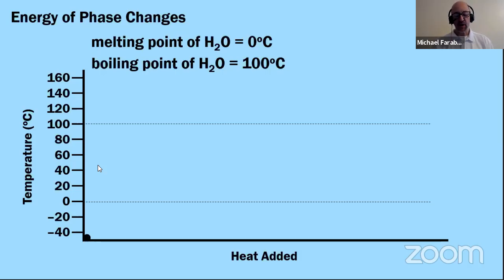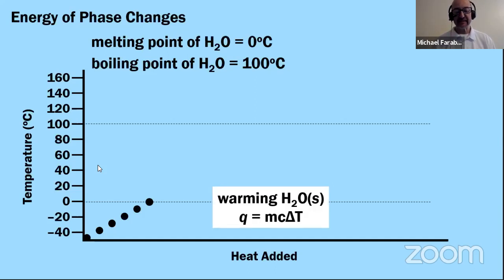Now, suppose I start off with some solid H2O, some ice, at around negative 40 degrees. As heat is added, the temperature rises. The reason why the temperature rises is because I am warming a substance, in this case, solid water, and I would calculate the amount of heat required to raise the mass of water by a particular value of degrees Celsius using Q equals mc delta T. So now I am at the melting point of water.